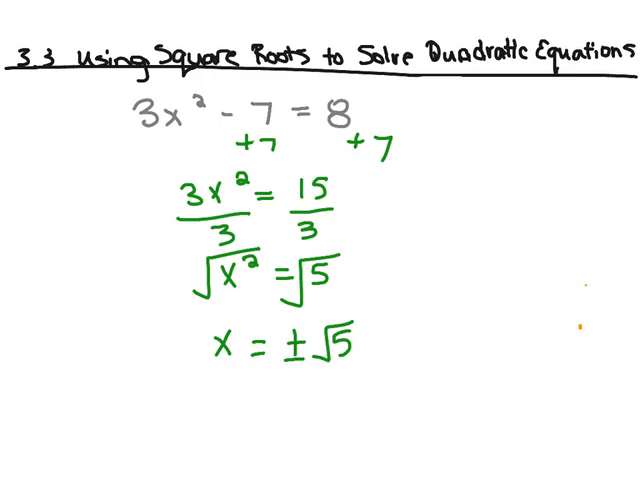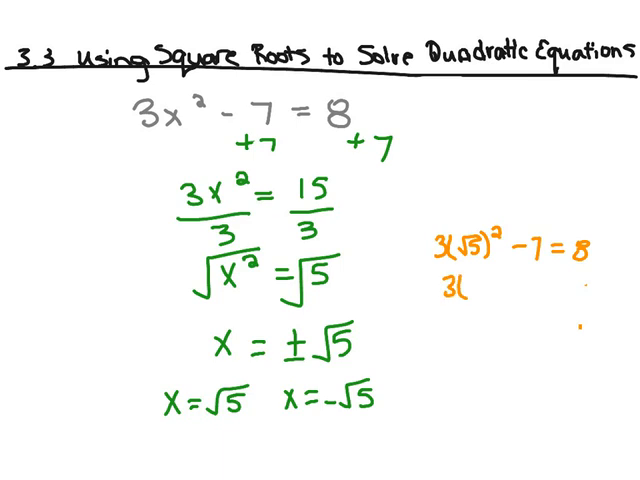Now, it's good practice to test both the root 5 and the negative root 5. So you can either type that into your calculator or answer it out. I'm going to show you how to answer it out. So we have 3 times root 5 squared minus 7 equals 8. Root 5 squared is 5. So 3 times 5 minus 7 equals 8. 15 minus 7 equals 8. 8 equals 8. This works.